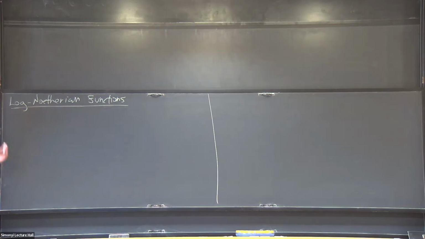I'll talk about log-Noetherian functions, a relatively new concept, so I'm sure none of you have heard of it. I want to start by motivating it with a slightly more classical thing called Noetherian functions, which is due to Khovanskii and to Gabrielov. And then I'll show what the log means and why one should switch from Noetherian to log-Noetherian.